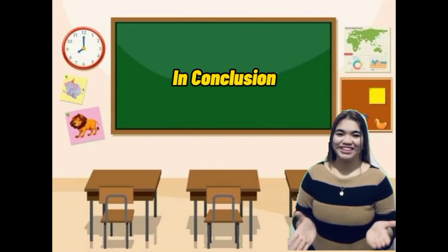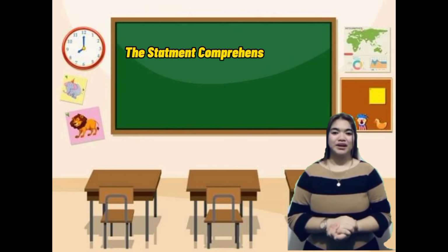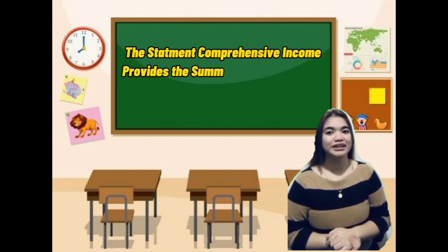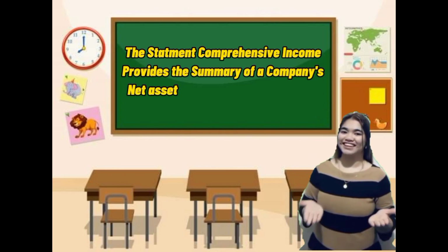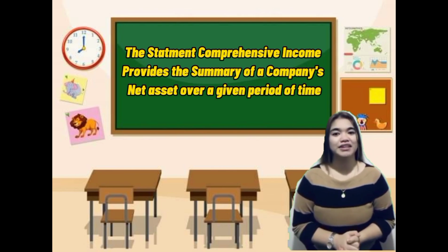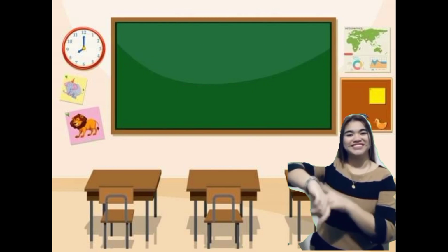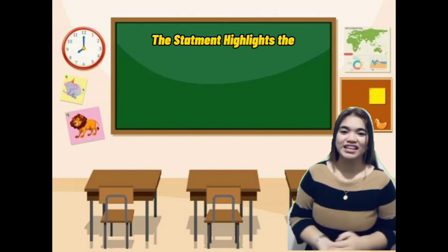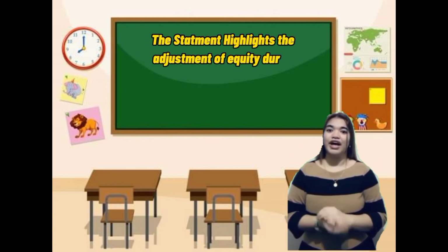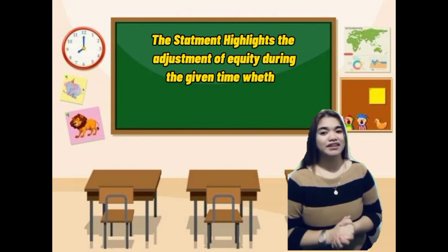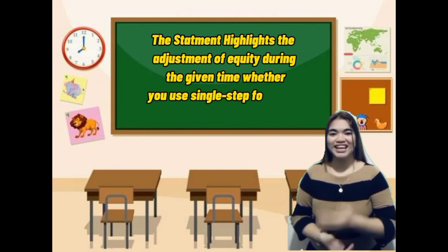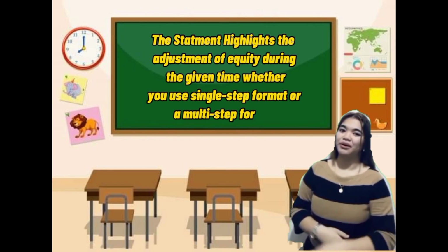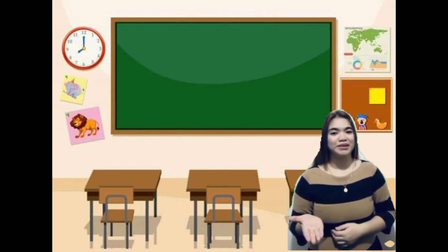In conclusion, the statement of comprehensive income provides a summary of a company's net assets over a given period of time. In other words, the statement highlights the adjustments of equity during the given time frame, whether you use a single-step format or a multi-step format.